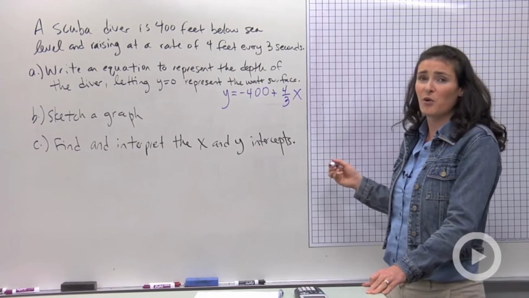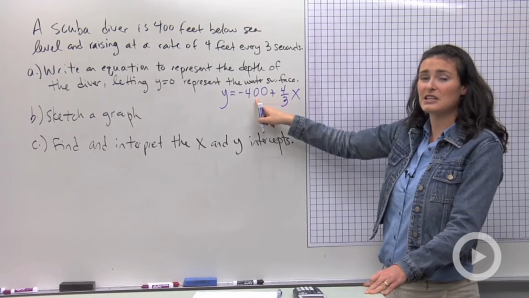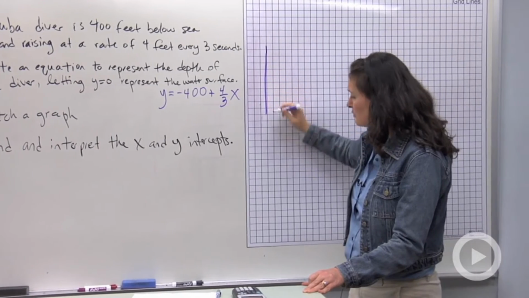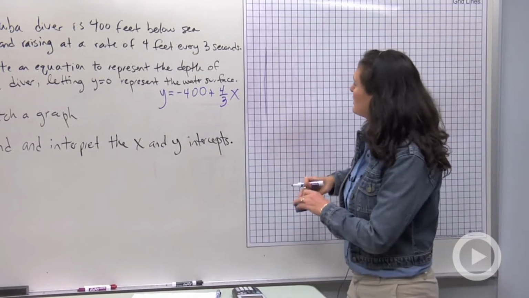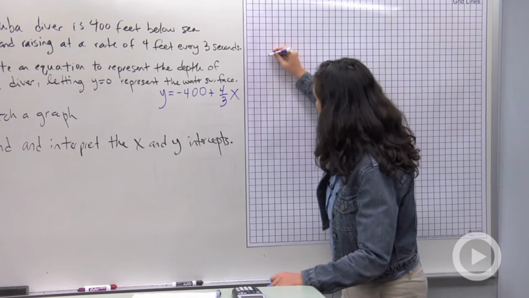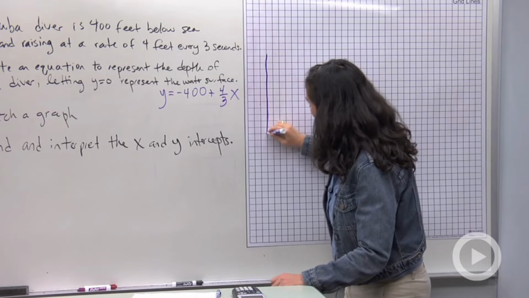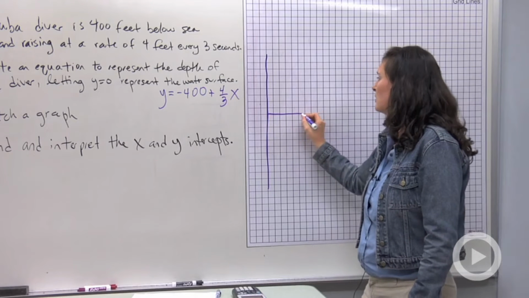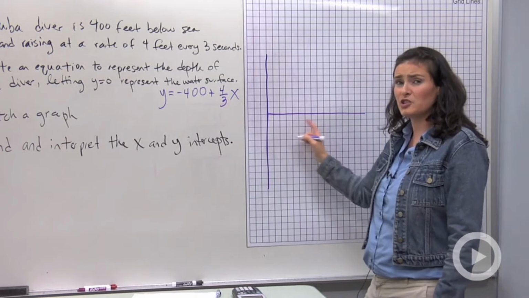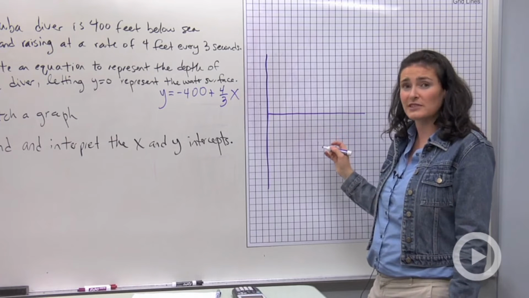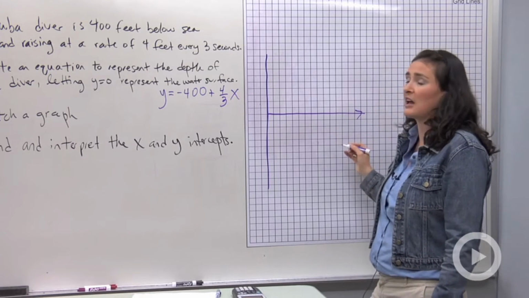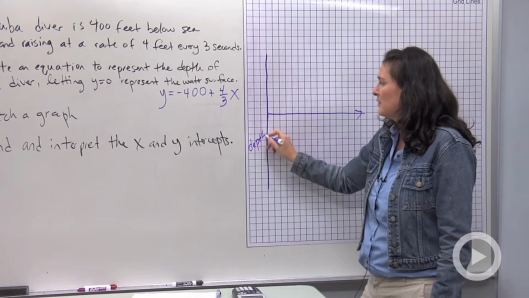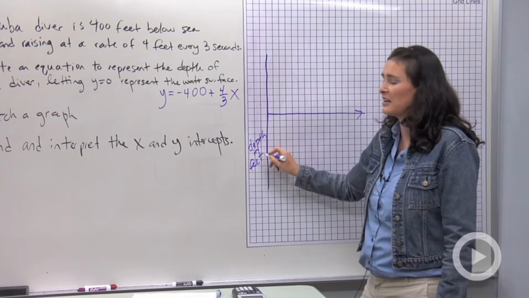Well, the first thing I know is that I need to go at least down to negative 400 for my y values. So my y-axis is going to have to be pretty long so that I can go into a negative area, or quadrant 4. X I'm only going to do in the positive direction because x represents time, and we only have positive time in the real world. Okay, so if this is the diver's depth in feet, he starts at negative 400.